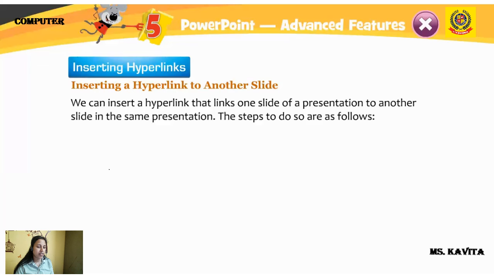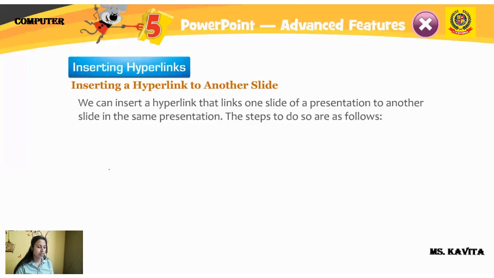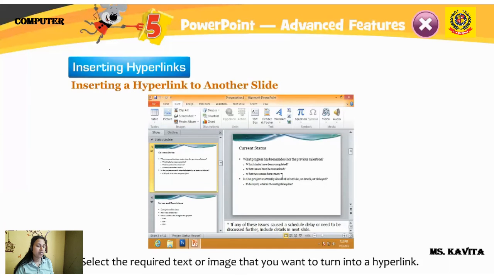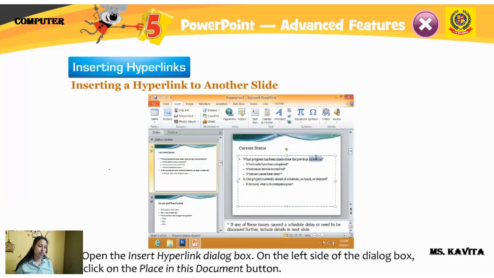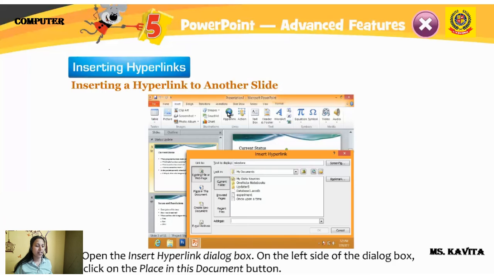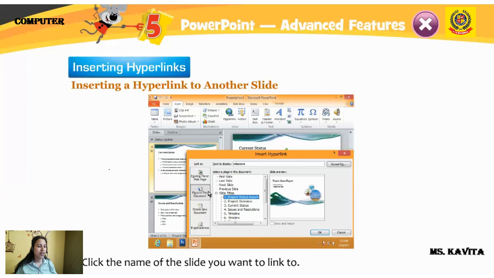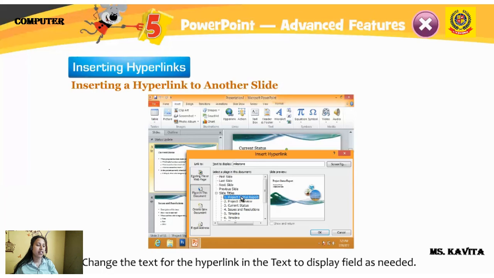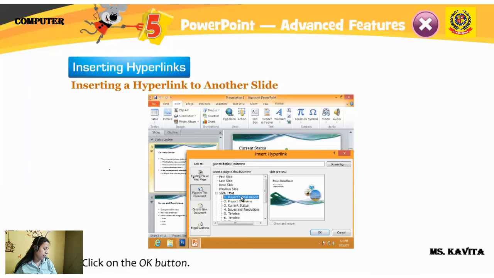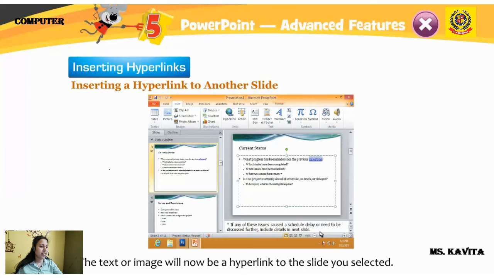Now a list of other slides in your presentation will appear. Change the text for the hyperlink in the Text to display field as needed and click on the OK button. The text or image will now be a hyperlink to the slide you selected. So, tip: to open and test the inserted hyperlink, right click on it and select the Open Hyperlink option from the shortcut menu. And to remove a hyperlink, simply right click on it and select Remove Hyperlink. So inserting a hyperlink to another slide we have done.